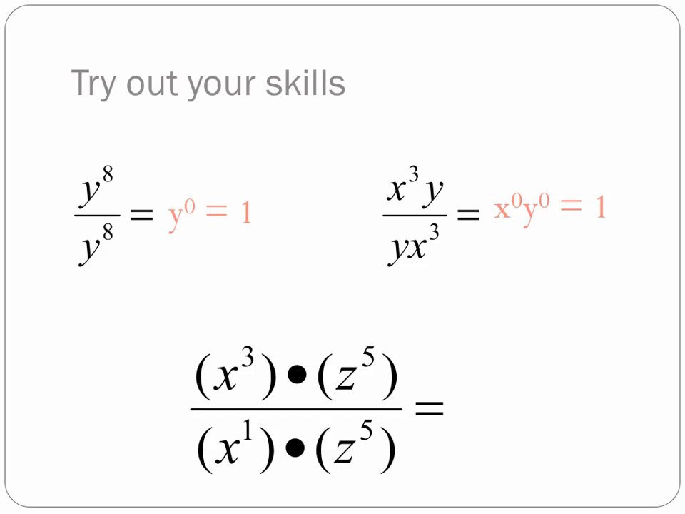Perfect. All right. What about this big one down here? x to the 3rd times z to the 5th over x to the 1st times z to the 5th. I'll give you a moment here. Okay, time's up. There it is. x squared times z to the 0 equals x squared. That's right.